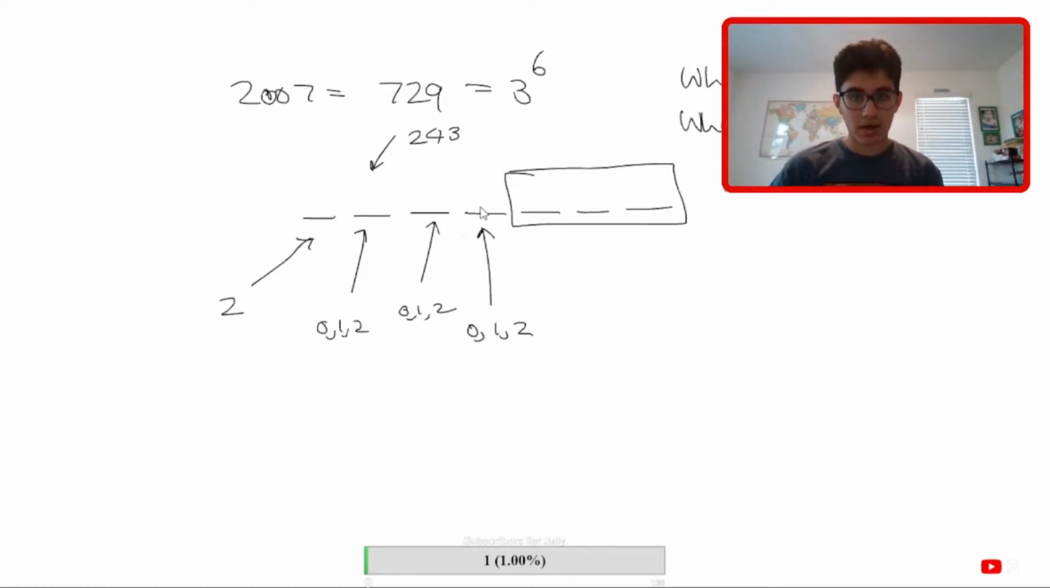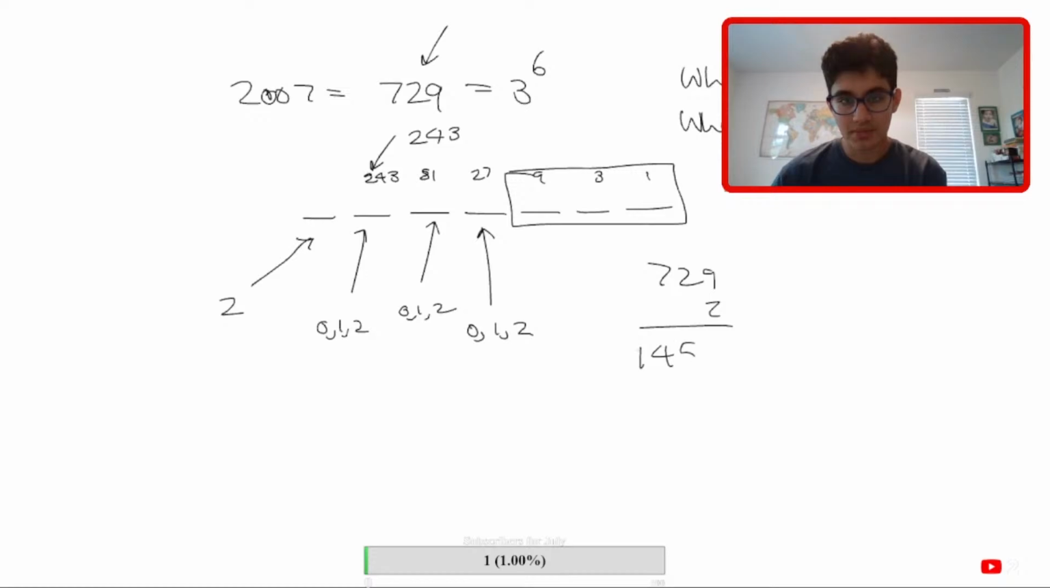Yeah, I think it can. But if that's a 2, let's just write down the bases as well. So this is 243, this is 81, and then this is just 27. Then this will be 931. So basically, if this is 2, what do you have left? What if you multiply this by 2? That'll give you 1458. Subtract that from 2007. That will give you 549.